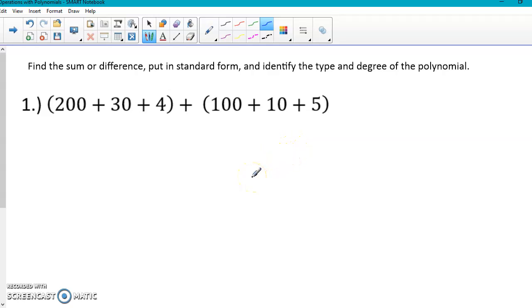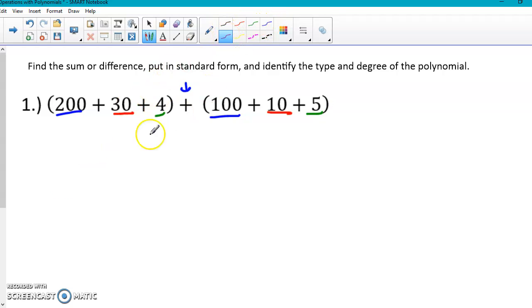Okay, so if you'll notice, number 1 on the example, there are no letters in it. So I'm just going to give you a basic middle school version of adding and subtracting polynomials. So adding, since there's a plus sign in the middle, you're basically going to add the like terms. So in this case, for instance, the 200 would be like the 100. And the 30 would be like the 10. And the 4 would be like the 5. So that's the whole basis around adding polynomials. You add who is like.